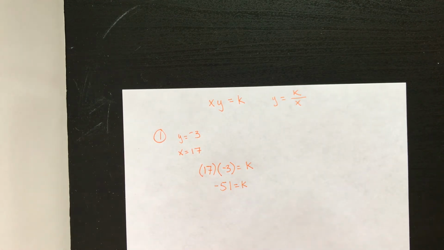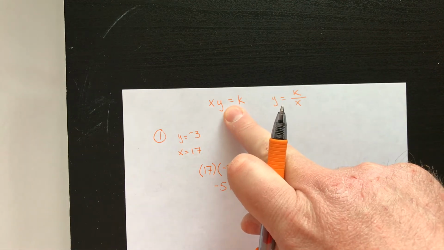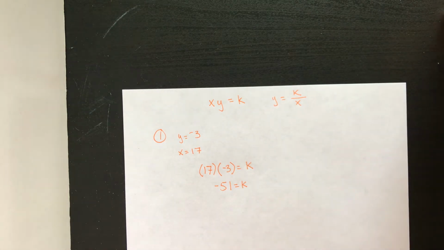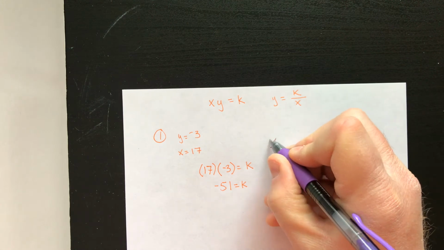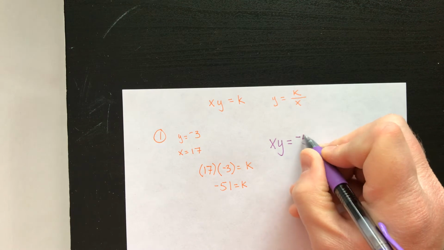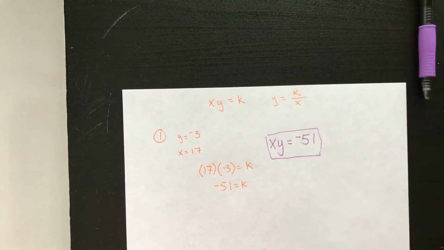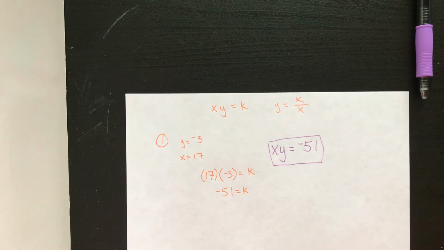You aren't done yet, though. This is what your constant is, but they want it in equation form. So the correct answer is, and I'll use a different color here to make sure I look all fancy-pantsy, x times y is equal to -51. That would be your answer. It's fairly simple. That's what you do for all of those types of problems.